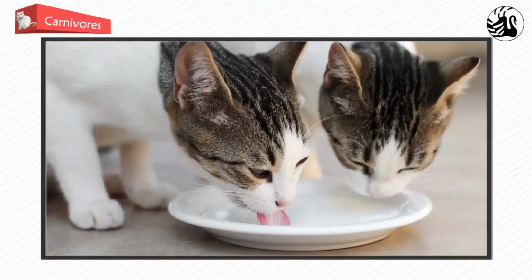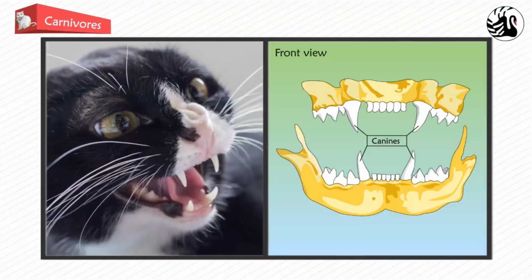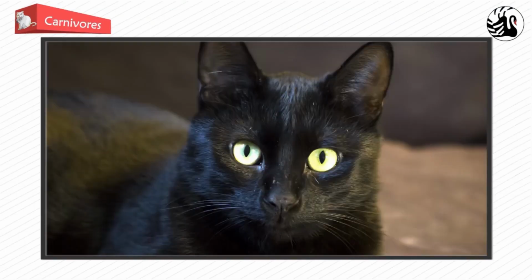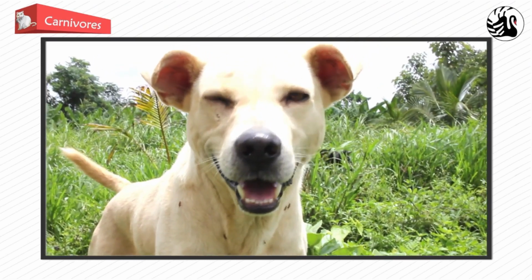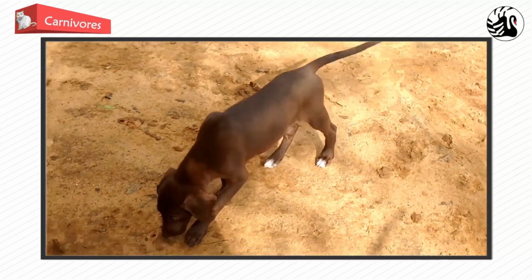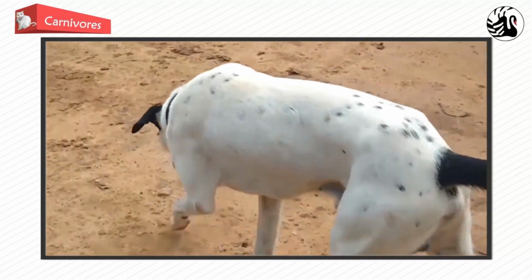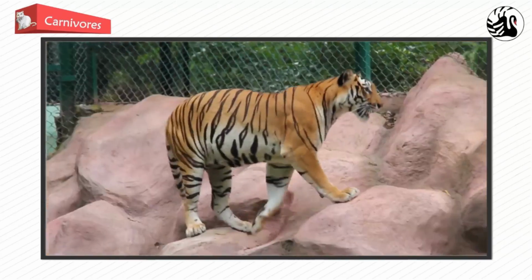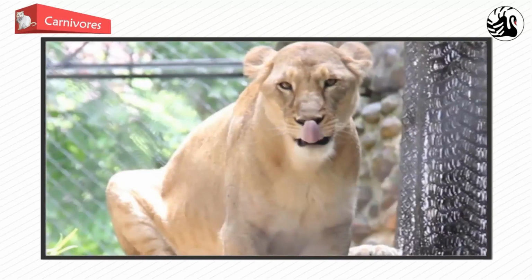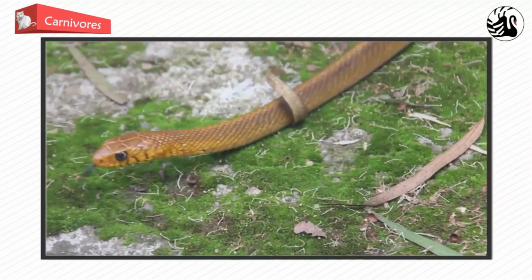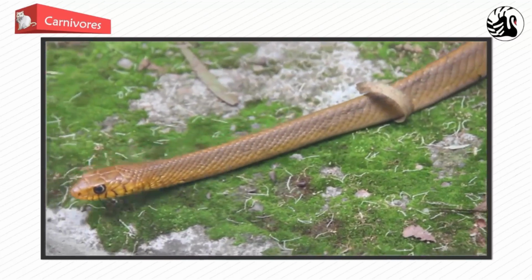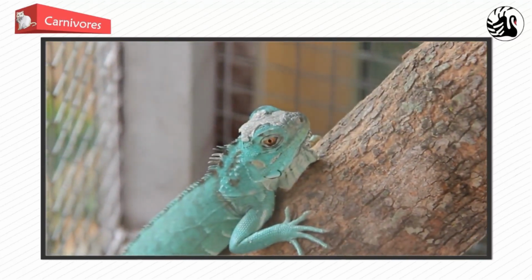The cat is a carnivore. It has 4 long, sharp teeth to tear meat. Its large eyes help it to see in the dark. The dog is a carnivore too. It has a good sense of smell to help it track down prey. The tiger, lion, frog, snake, and iguana are also carnivores.